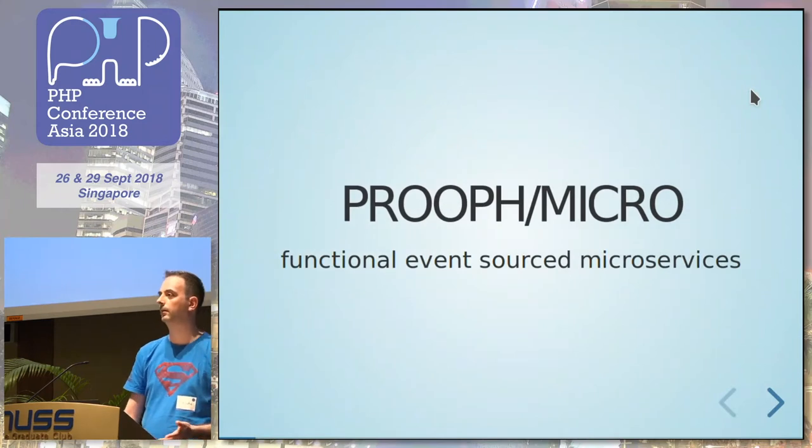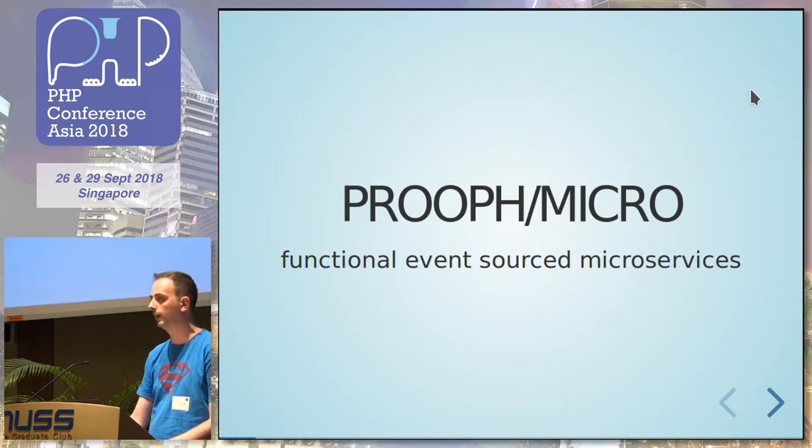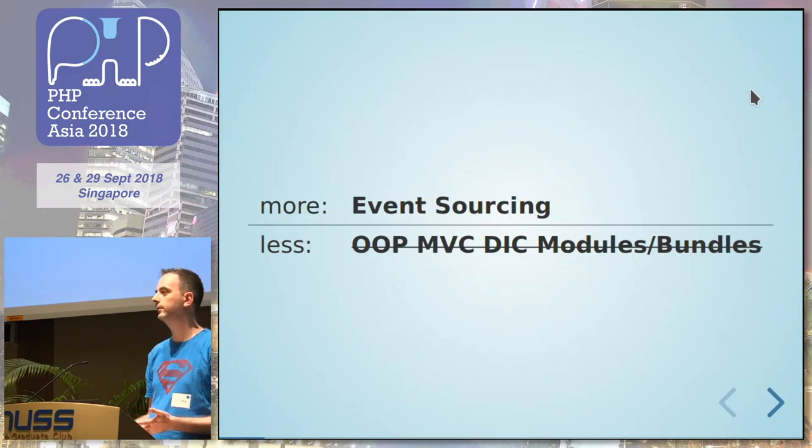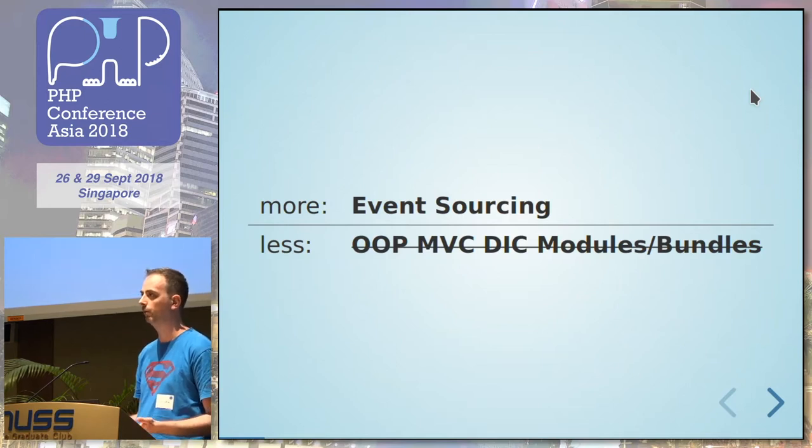But today I want to focus more on Proof Micro. And Proof Micro is for functional event source microservices. So you can do more event sourcing and less OOP, MVC, DIC, modules, bundles, and all the other stuff that distracts you from your real work that you want to do.